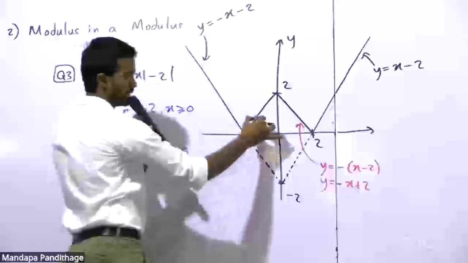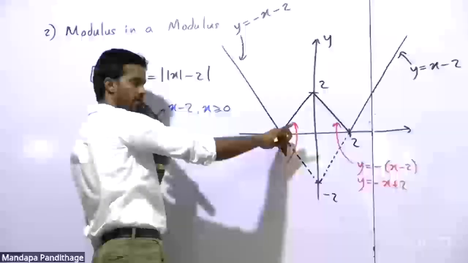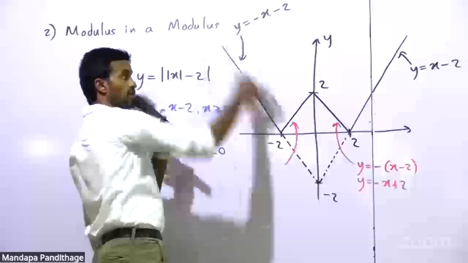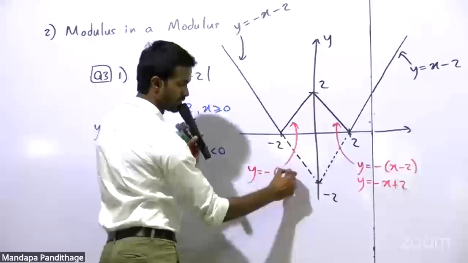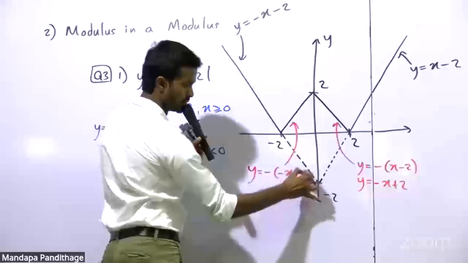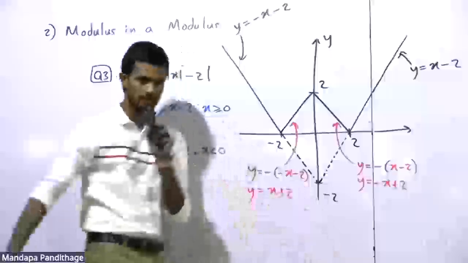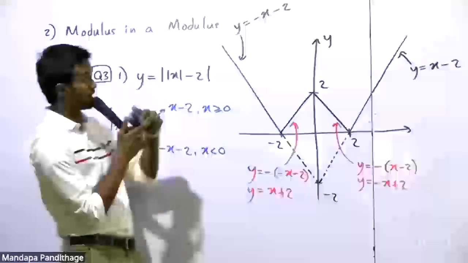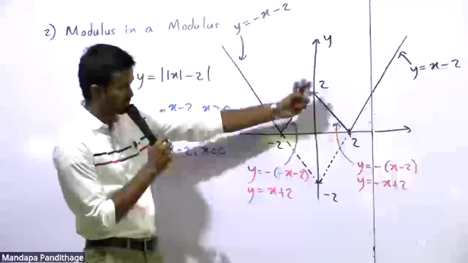And what is this one? This is the graph that has been mirrored, so we have to consider the minus of that. So what is this? y equals minus x minus 2. The minus of that gives you y equals x plus 2. So it's the same thing we did before: draw the graph inside the modulus, the main modulus, and then mirror the negative parts to the positive part.